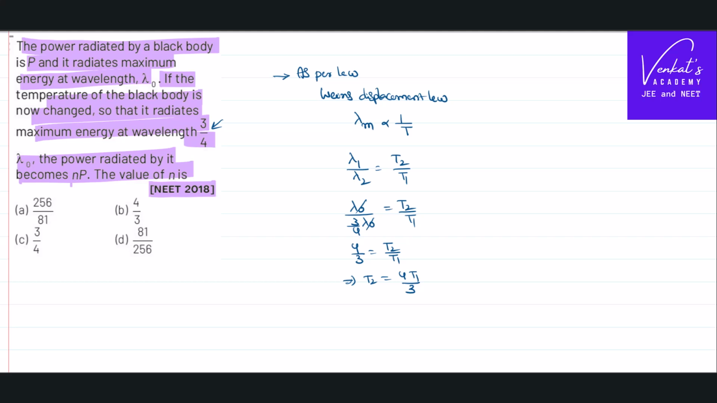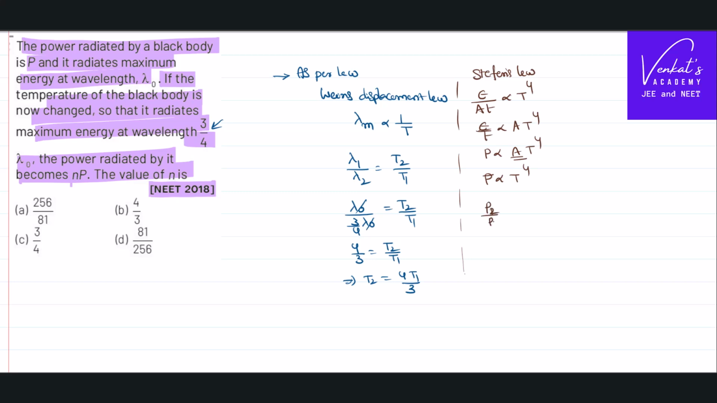Then the next thing is, we need to know about power. There is another law called Stefan's law. As per Stefan's law, energy emitted by a body per unit surface area per unit time is directly proportional to 4th power of absolute temperature. So energy by time is directly proportional to area into temperature power of 4. Energy by time is called power. As area is constant in both the cases, power is directly proportional to 4th power of absolute temperature.